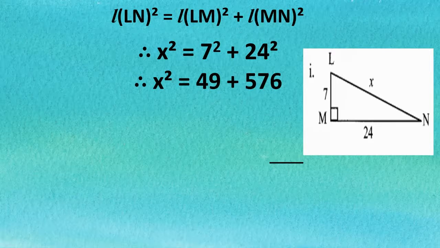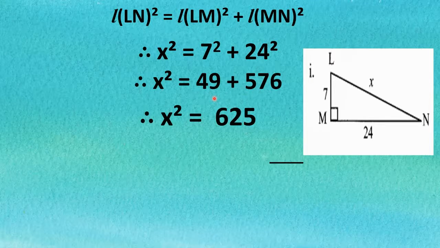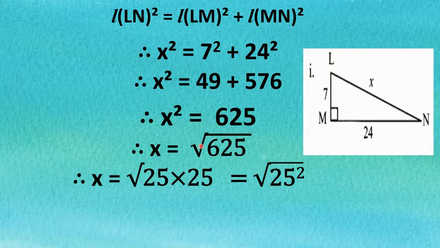So students, we already know the square of 7 is 49, and square of 24 is 576. Therefore x square is equal to 49 plus 576. Now we will add this. So x square is equal to 625. So here in this diagram you can see we have to find out the value of x, and here we have x square. Now we will take square root of 625. So x is equal to square root of 625.